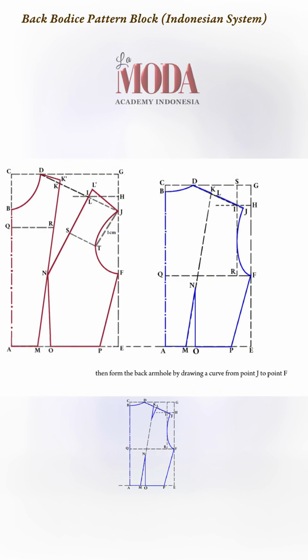Then, form the back armhole by drawing a curve from point J to point F, as demonstrated in the video. After completing the armhole, we proceed with the back shoulder dart. From points K and L, measure downward 6 centimeters to determine the depth of the shoulder dart. Connect these points using solid lines to form the shoulder dart.